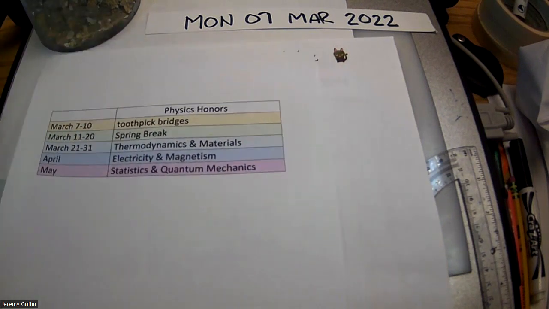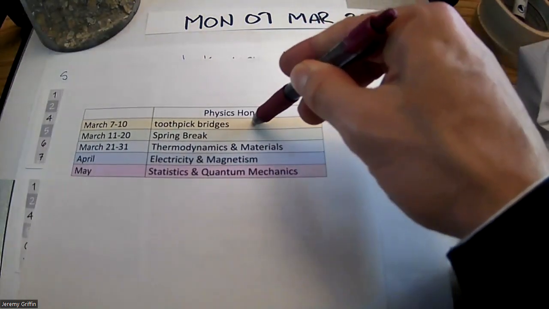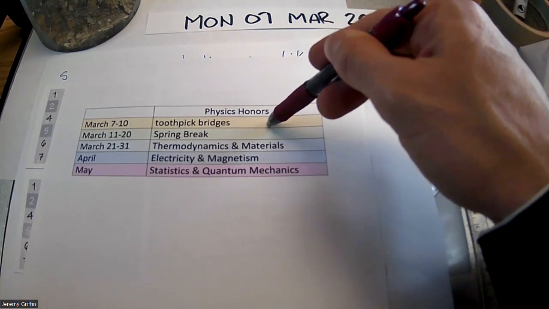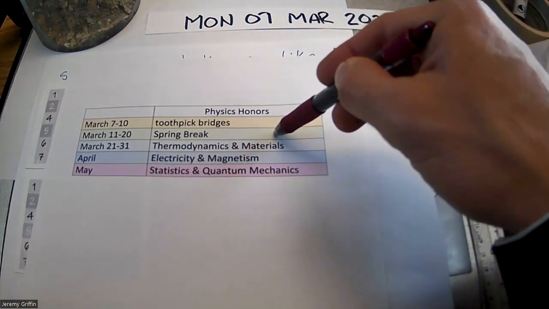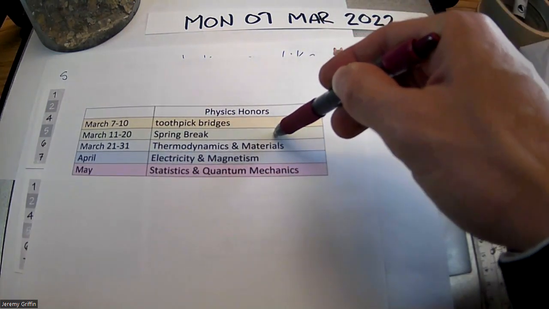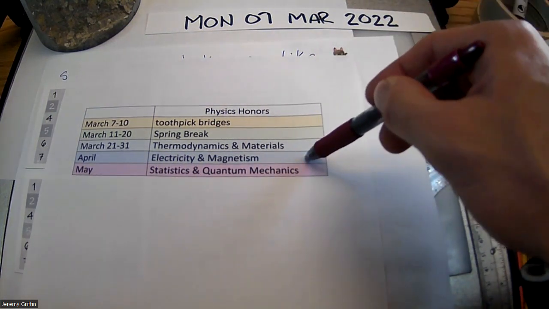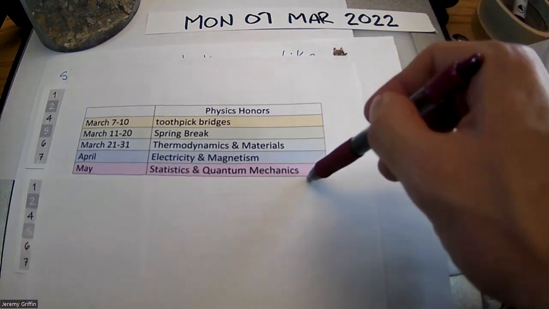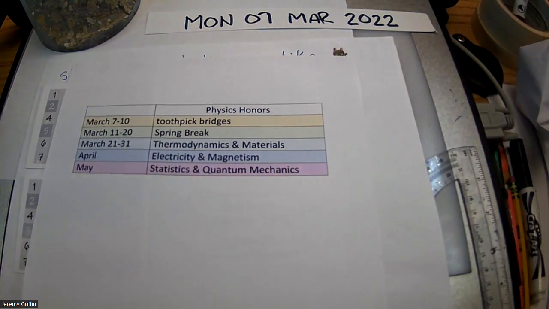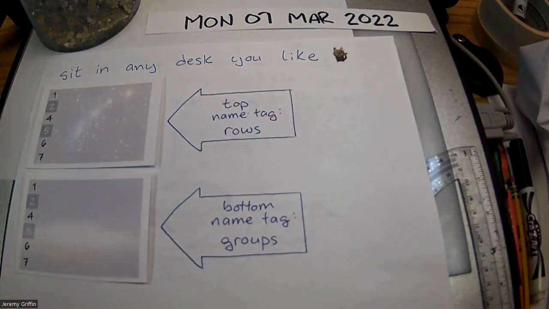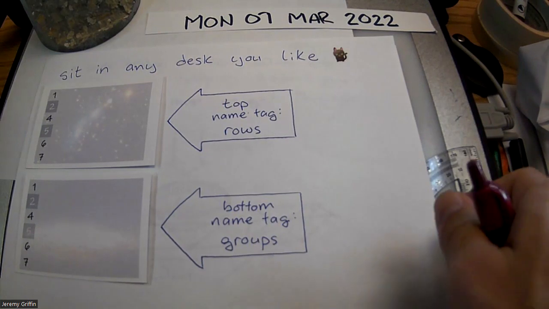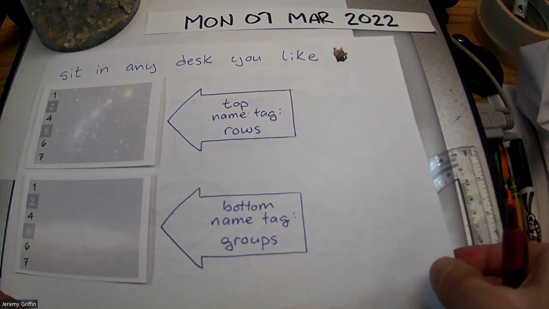Yeah, let's take a look at the schedule. So all this week we're doing toothpick bridges. Get you guys set up pretty soon here. At the end of this week, spring break starts. We'll come back and we'll do more thermal materials. Next month we're doing electricity and magnetism, then statistics, quantum mechanics, and that'll take us pretty well to the end of the semester. Yeah, I might slip in a couple other topics here and there, but that's about it.